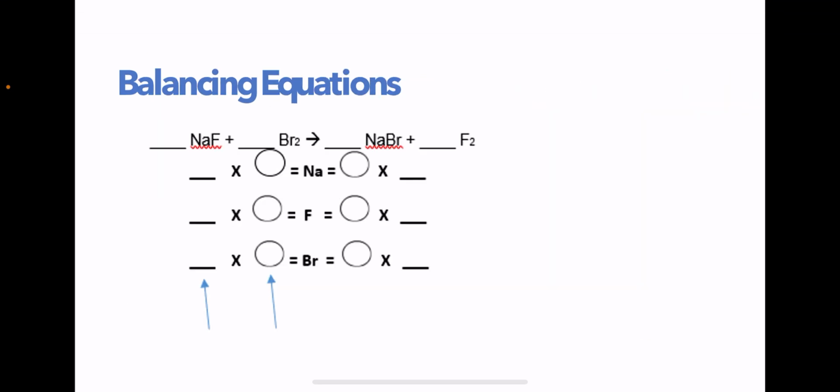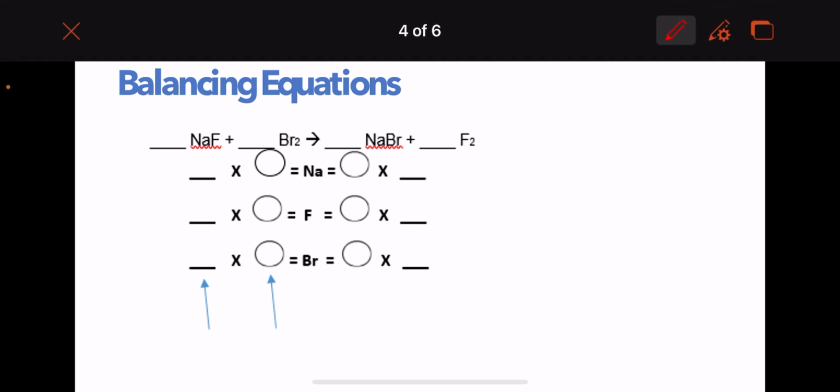So what I do is I say, okay, I've got in this equation, I've got some sodium, Na, some fluorine, F, and some bromine, Br. I have that on each side, which is a good thing, because that means I haven't created anything from nothing, and I haven't tried to make anything magically disappear. So I write them all down the center under the arrow, and then I just start counting.